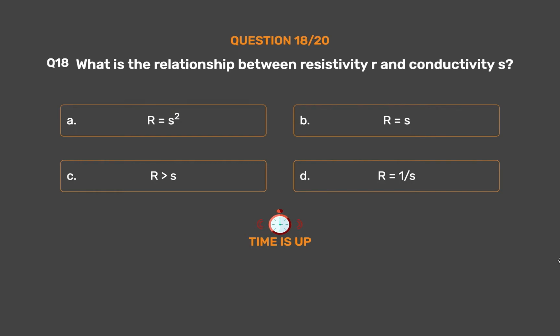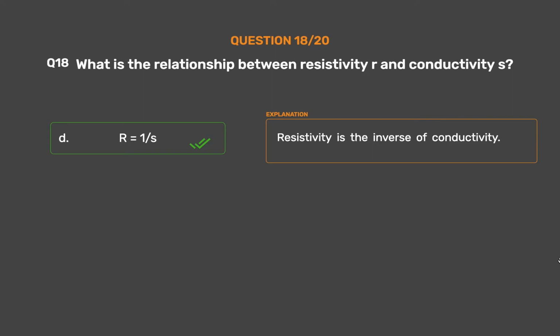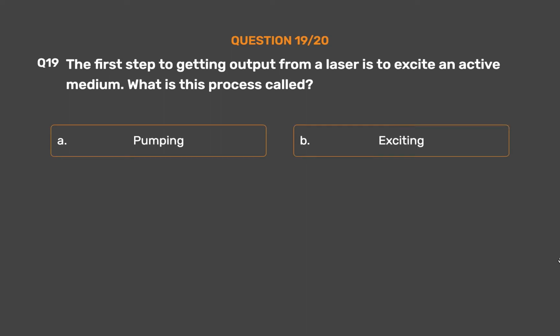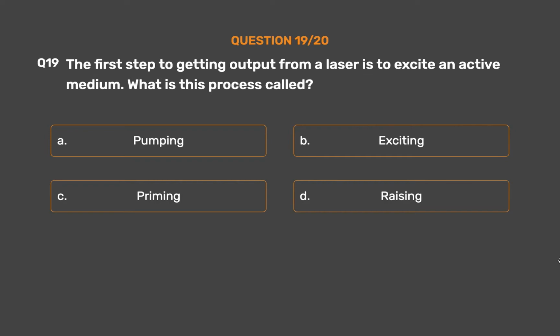The correct answer is option D, R equals 1/S. Resistivity is the inverse of conductivity. Question number 19. The first step to getting output from a laser is to excite an active medium. What is this process called? Option A, pumping. Option B, exciting. Option C, priming. Option D, raising.